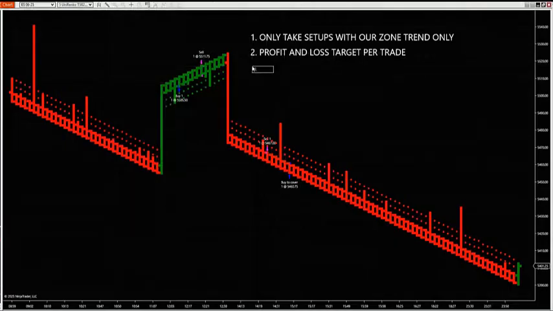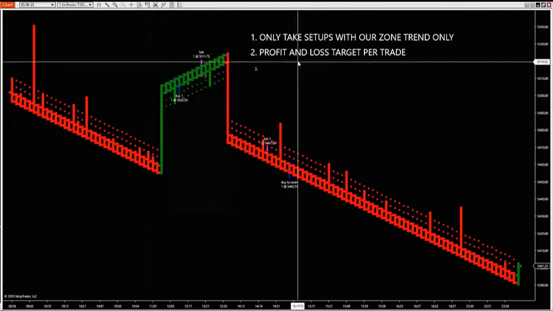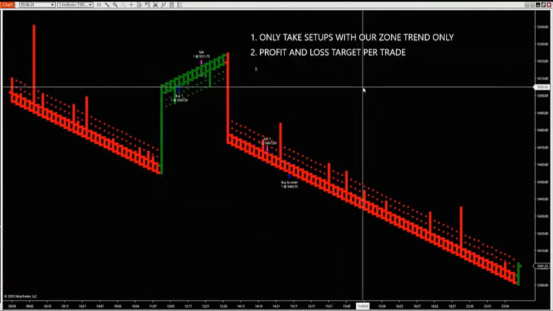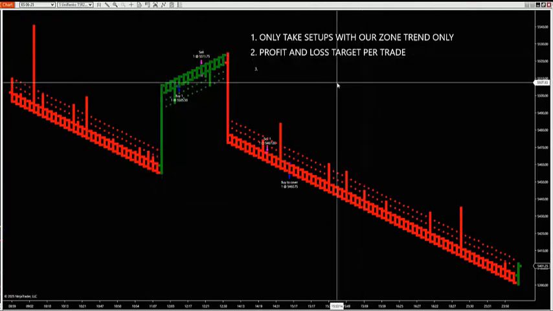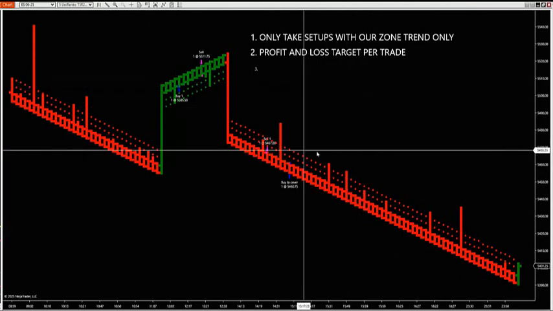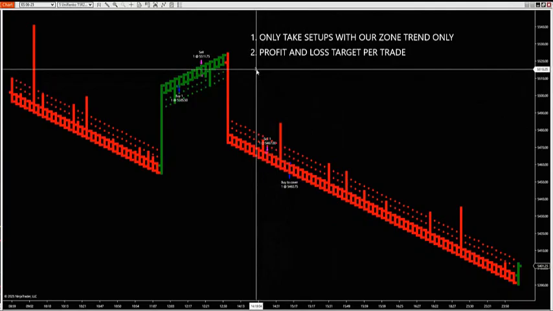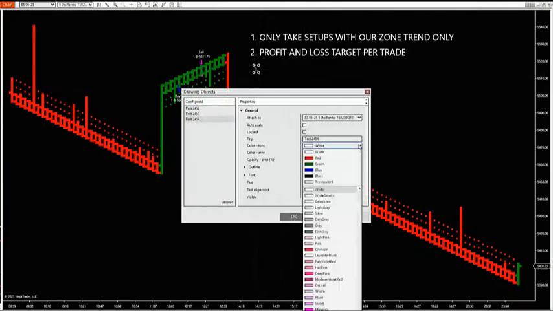So third, it only takes setups with our zone trend only. If trend is up, it only looks for buys. If trend is down, it's going to look for sells. You don't have to worry about counter-trend trading per different Renko size. Okay, there's a profit and loss target per trade. Now you don't have to think, well, I want to shoot for 4 ticks, 8 ticks, 10 ticks. Now you can say I want $300 per trade per one contract, which I'll show you here, and $300 per loss per one trade. And then as the market moves, it will try to shoot for those targets. So that's the second thing.